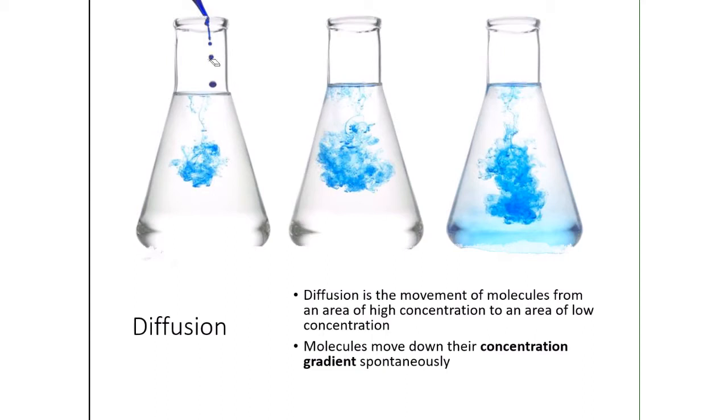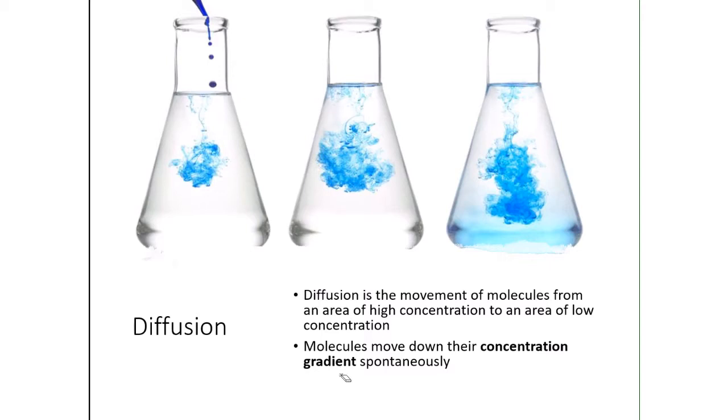When you add the dye, it is very concentrated in one area, and over time you will be able to see that the dye will diffuse outward, and ultimately, when given a sufficient amount of time, the entire flask is going to turn blue. You don't have to do anything for this process to occur. Once you add the dye, it's only a matter of time before the whole thing is going to be blue. It's a natural process, and what happens is molecules tend to move down their concentration gradient spontaneously.